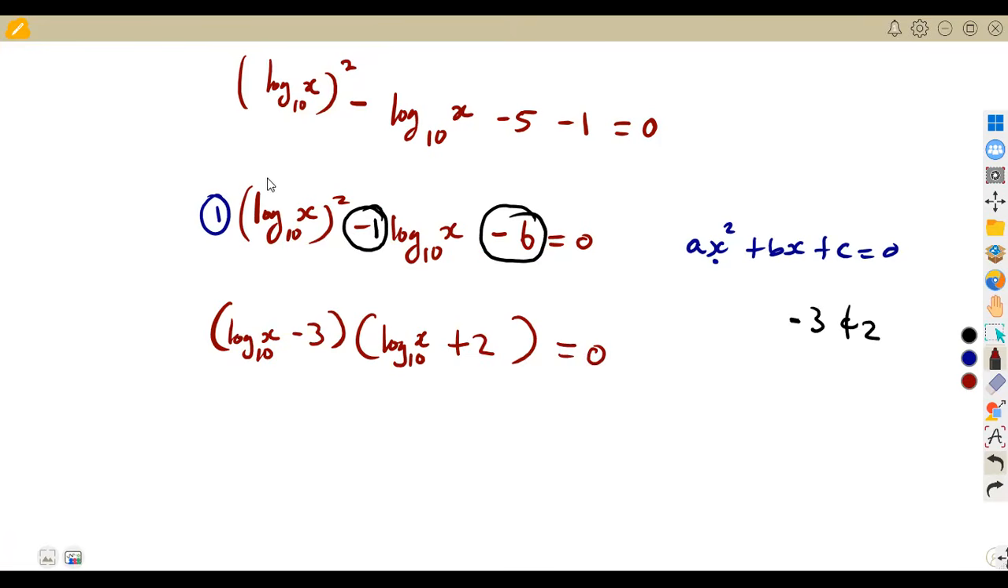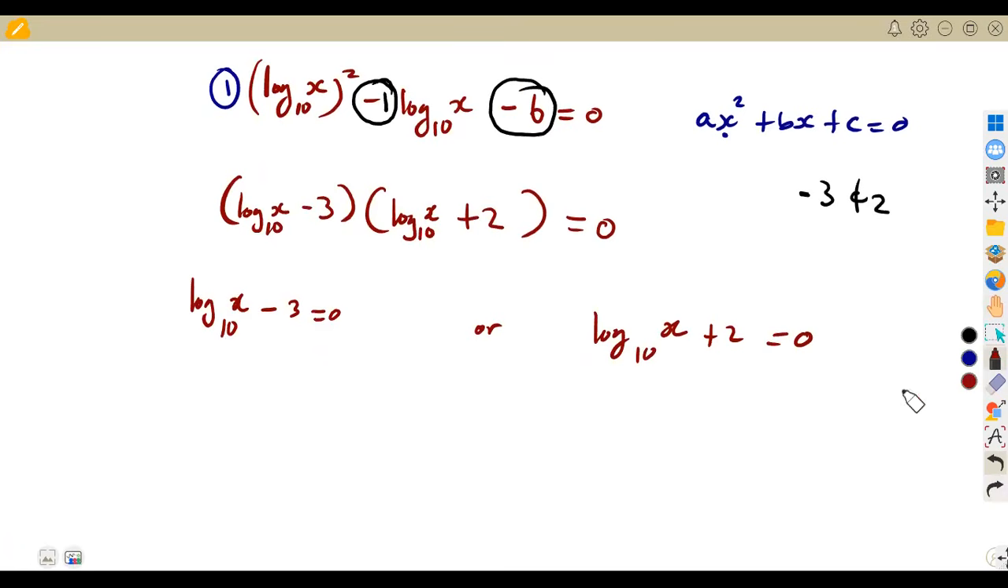Like I said, I'm going to talk about that. But from the 0 concept, we all understand that whenever 2 brackets are equated to 0 like this, one of these brackets must be equal to 0. So it's either the logarithm of x in base 10 minus 3 equal to 0, or the logarithm of x in base 10 plus 2 equal to 0. From there, we can calculate the value of x.